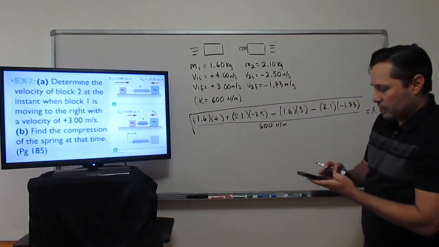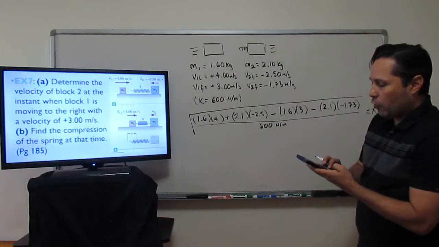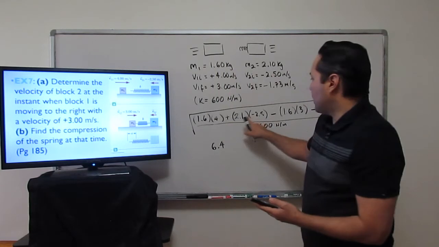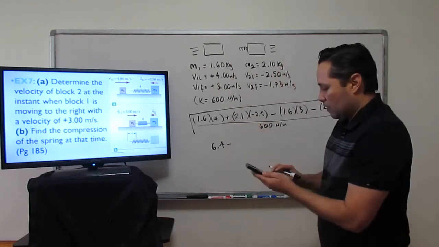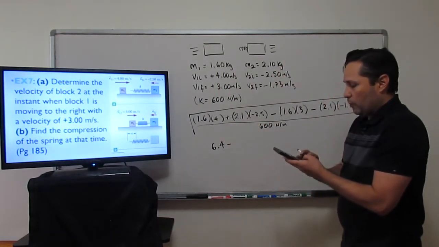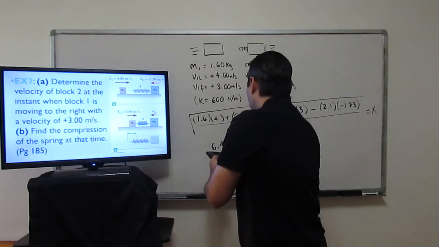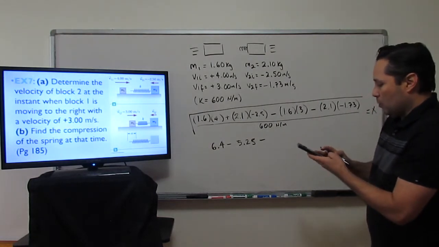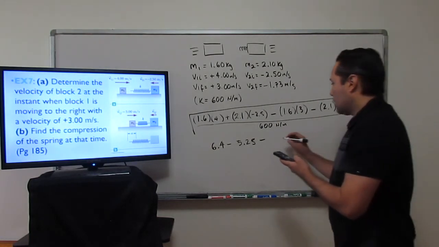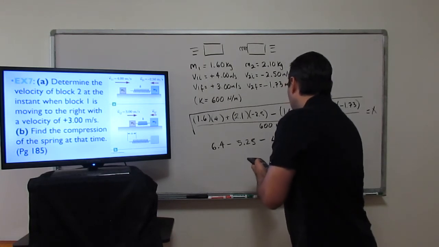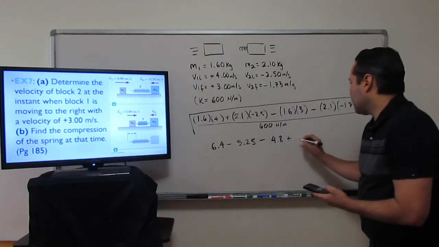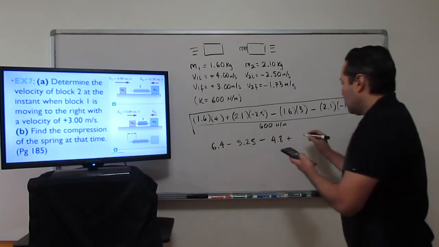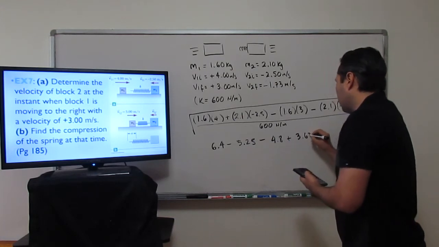Alright, so let's take it step by step. It's going to be 1.6 times 4. It's going to give me 6.4. And you see that negative right there? I'm going to put a minus because that's going to give me a negative. 2.1 times 2.5 gives me 5.25. Now it's going to be a negative. This is going to be 1.6 times 3. It's going to give me 4.8. And negative and a negative, that's going to be a positive. 2.1 times 1.73 gives me a positive 3.63.